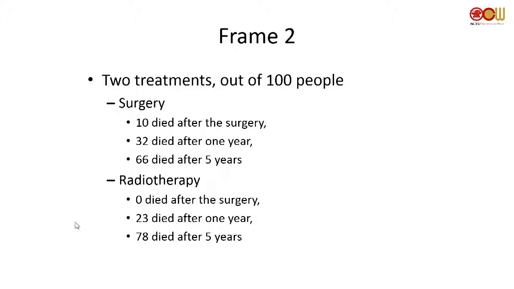What you have to do now is make a decision. Unfortunately, you have a very good friend who has been diagnosed with some kind of serious cancer. There are two treatments that he or she can choose from. It could be surgery or radiotherapy. These are the consequences of the two treatments. Now you have to decide which treatment to take. Once you have made a decision, write down your answer.